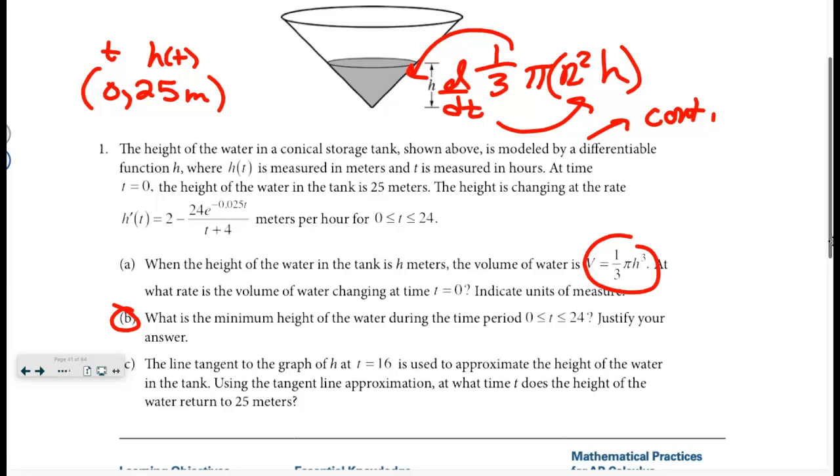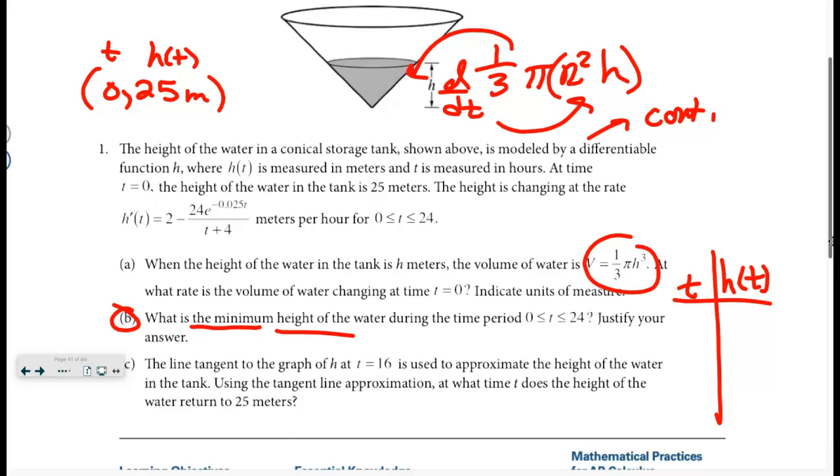Okay? So letter B says, what is the minimum? So are you thinking relative or absolute? I'm thinking absolute. I'm thinking I'm going to need a candidate table to put all my possible candidates for the absolute minimum height of the water. Who goes on my candidate table? Yes, and this is about height of the water. So my table becomes T and the height of the water at that time.